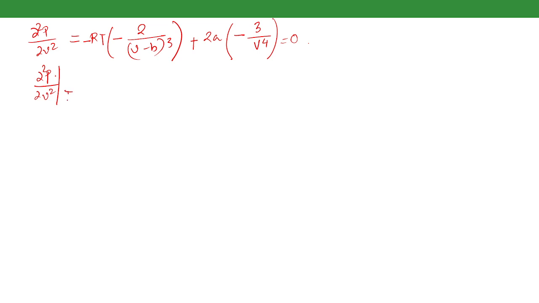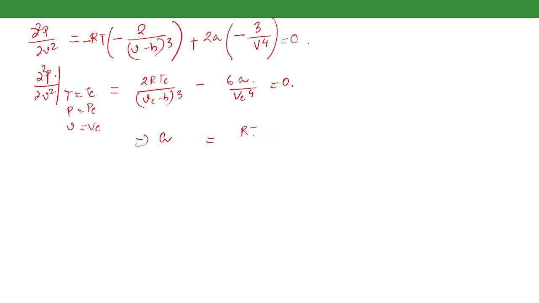Therefore, del 2P by del V2 at T equals TC, P equals PC, and V equals VC is equal to 2RTC by VC minus B whole cube minus 6A by VC to the power 4, equals 0. This will give the value of A to be RTC VC to the power 4 by 3 times VC minus B whole cube. This is equation number 2.